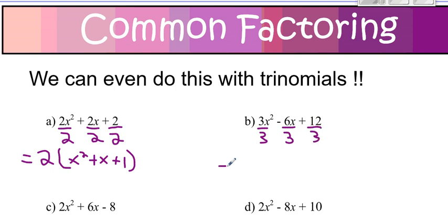and now I'm going 3x squared divided by 3 just leaves me with 1x squared, because 3 divided by 3 is 1. Negative 6x divided by 3, well, negative 6 divided by 3 is negative 2, and please don't drop the variable of x. And 12 divided by 3 gives you a positive 4. So we're done here, okay? Again, if you were to expand back through that 3, you'd go back to the original question, but now we've factored out a common factor of 3.